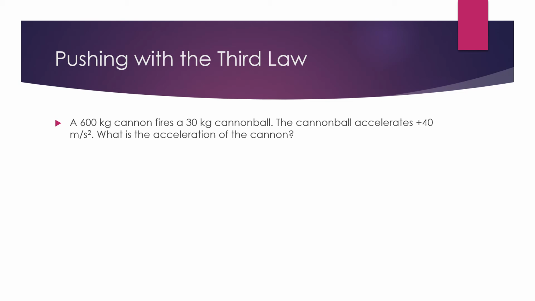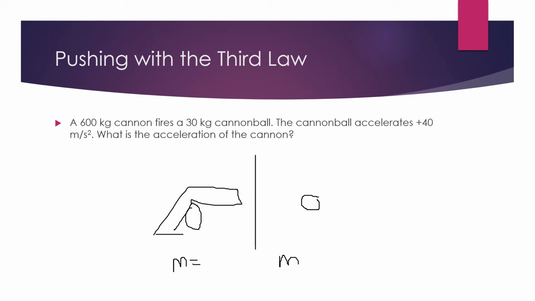So here we go. Let's look at this one. We've got two objects. We've got the cannon and we've got the cannonball. I said you are going to have two objects, so I want you always to make this chart: M on the bottom, A on the top, arrow this way, arrow this way.